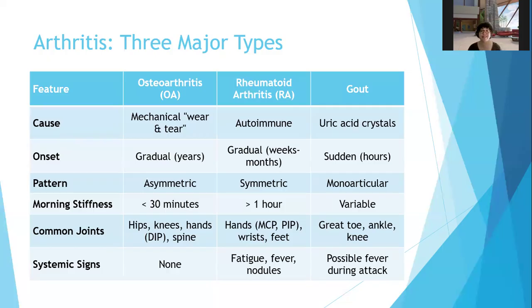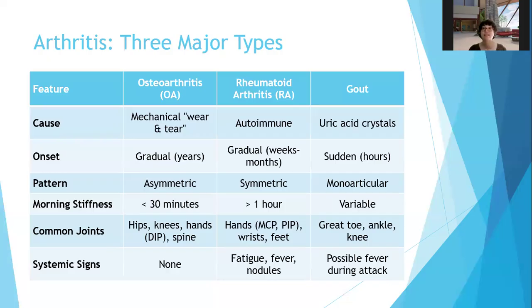In rheumatoid arthritis, it's common in the hands, so the metacarpophalangeal joints, the proximal IP joints, the wrists, and the feet. But it also certainly can affect other joints in the body. Rheumatoid arthritis, because it's an autoimmune disorder, does have systemic signs of fatigue, fever. Sometimes you get nodules in the joints that are palpable.